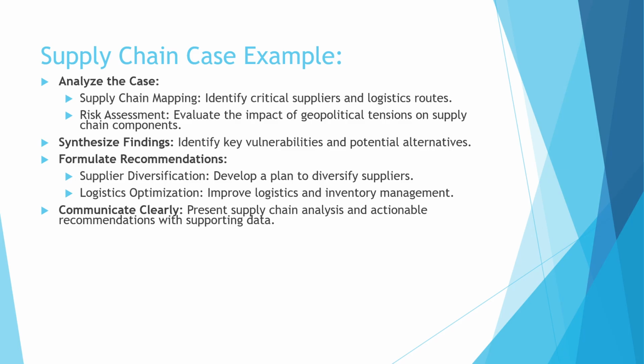Once you've synthesized the findings, you'll highlight the main areas of vulnerability in the supply chain. These could include over-reliance on certain suppliers, inefficient logistics hubs, or lack of contingency planning. Your recommendations at this stage should be clear and practical. Suggest diversifying the supplier base, investing in alternative shipping routes, and building flexible inventory systems.